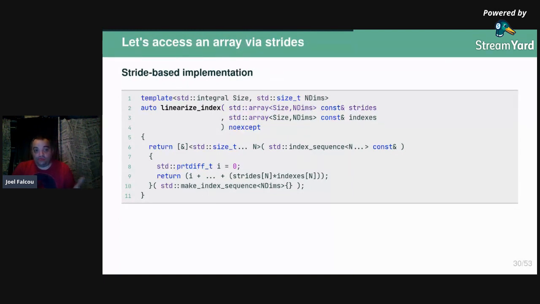And the cool thing is that we don't do recursion there. We have a linear expansion using the fold expression. So it means that we only compile this once for a given number of dimensions. Whenever you have one, two, three, or I don't know how many dimensions, you just compute the code for this function once, leading to better compile time, fewer symbols to be handled, and so on.